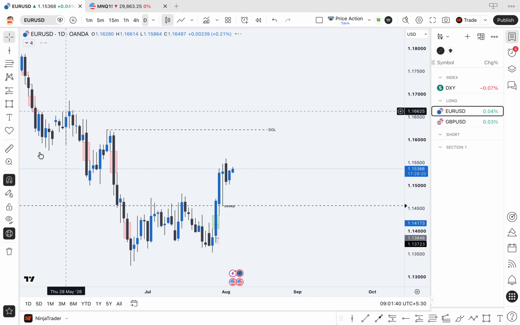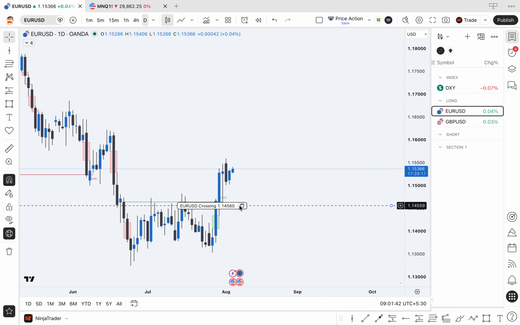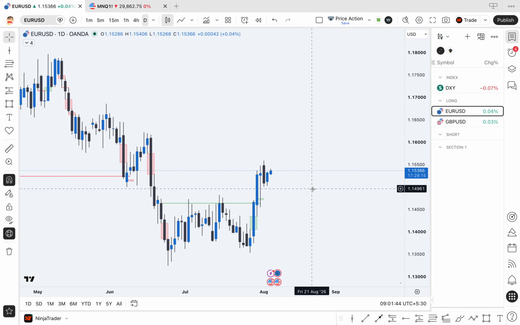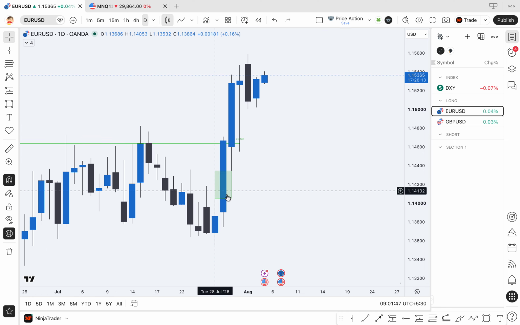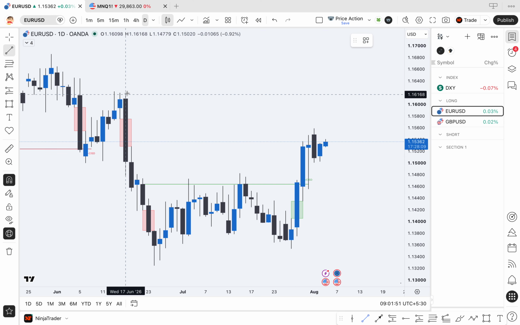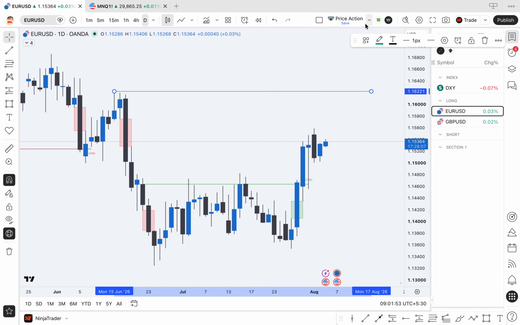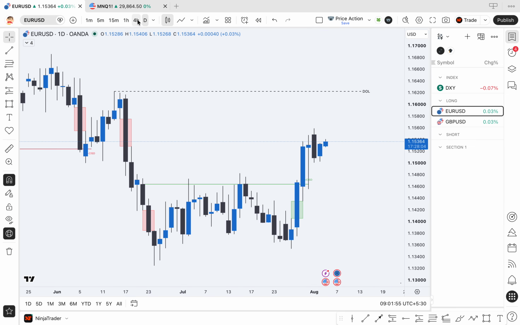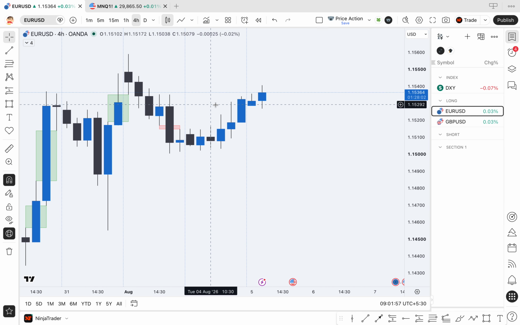For EU, daily is clearly to the upside. We don't need daily, by the way. We just need to draw our drawn liquidity, which is this point. 4 hourly, what do we see?